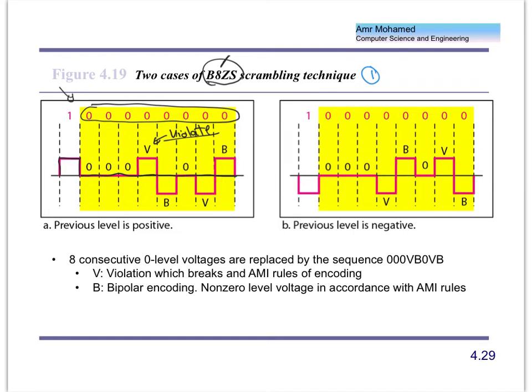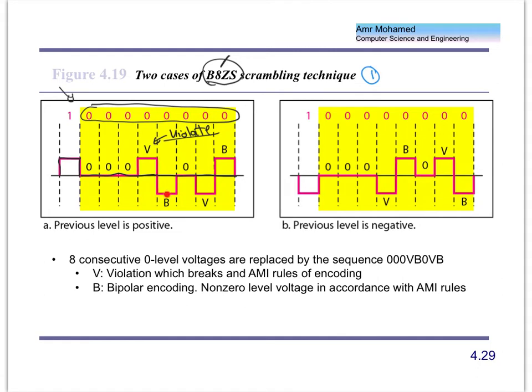This is scrambling. By introducing the violate, we tell the receiver that this is not in fact 1, because if it were 1, the voltage level would be negative, not positive. So the violation here comes intentionally to introduce more alternation in the voltage level. Okay, so we put violate and we put bipolar.